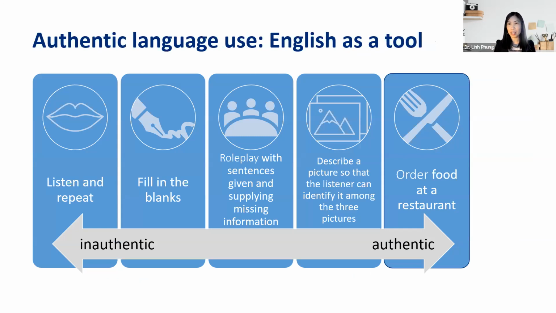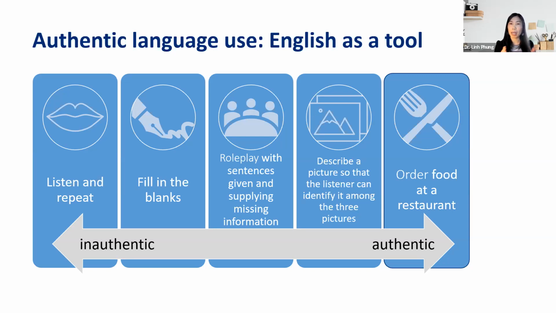Okay, so what is authentic language use? In a nutshell, it refers to the use of English as a tool for communication and meaning making. And let's take a look at many production activities that we have here on the slide. You can see that when students are just asked to listen and repeat after the teacher, for example, that is not authentic language use. Or when they are asked to fill in the blanks with the words that are supplied to them, that's not authentic language use either. Even when they do a role play and they may take a role in a conversation and they need to supply some missing information, it is also not very authentic because students are not using language as a tool for communication.